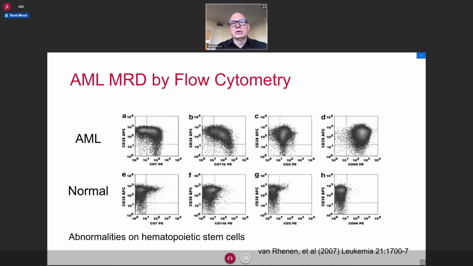However, in AML, those same types of populations that express both CD34 and have variably lower CD38 on the top row can abnormally express these antigens, CD7 on the left, CD56 on the right, etc. And so it's useful to look at these antigens just practically in order to assess for residual disease, but also because these are potentially biologically relevant. Next.